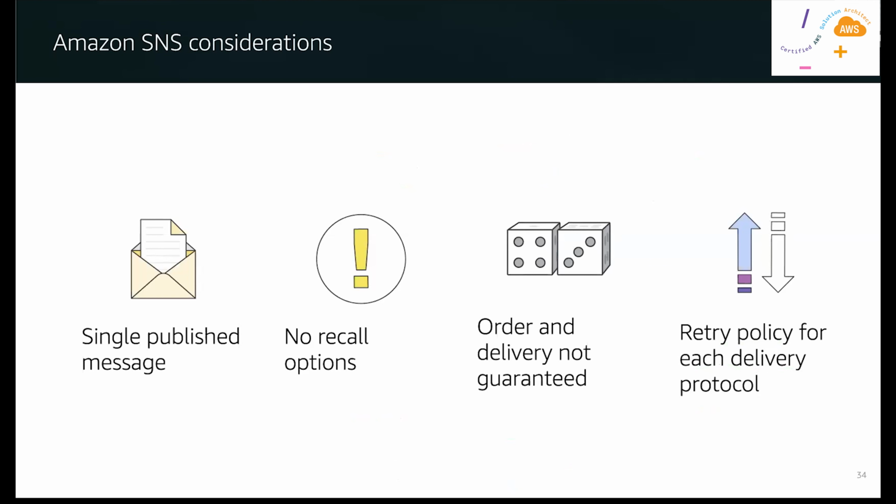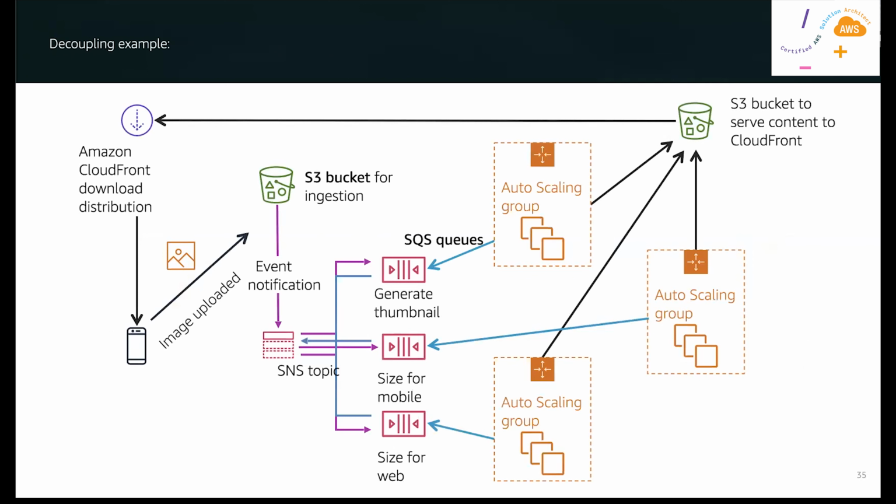And this is a good example of how we can wire both together to build a highly decoupled application. We have an application, and that application is a mobile application. We have users uploading images to an S3 bucket. This will generate an event, and that event will be sent to an SNS topic. You can call this topic a new image uploaded. Once that topic receives a new message, it will send a new message to 3 different SQS queues.